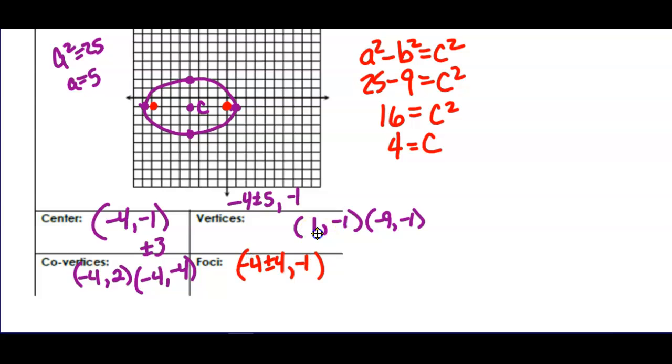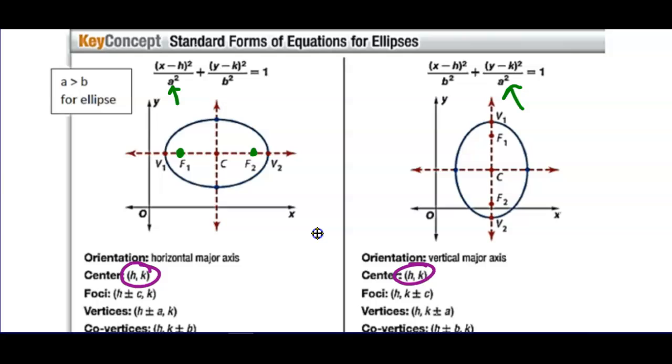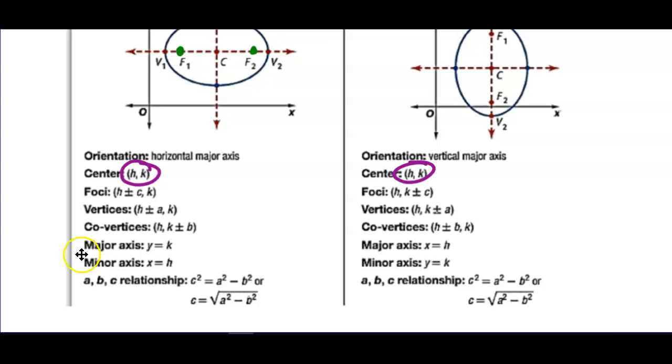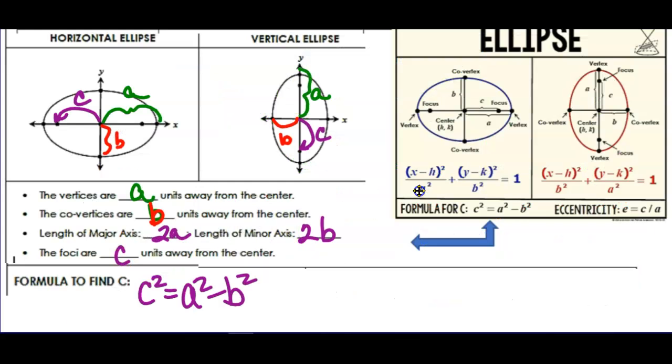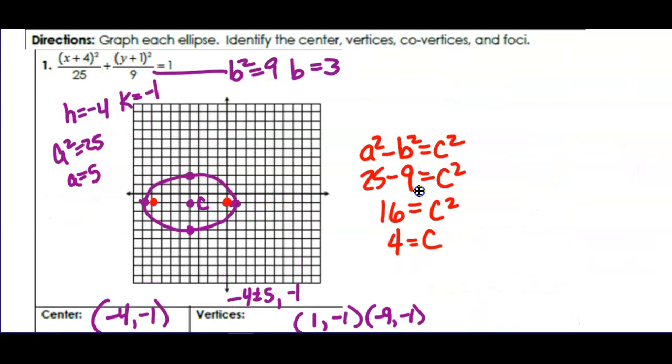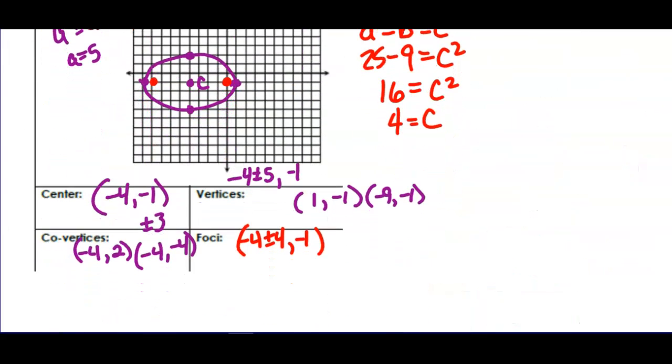What it would say, if you go back to this sheet, it would say when it's longer horizontally here, the foci are at H plus or minus C comma K. When it's longer this way, up and down, then you add the C onto the second or the K value. The little reference sheet will tell you where to put it if you're not just following the concepts here. Is this the one I'm working on? Yeah. So the foci are at -8, -1, and let's see, -4 plus 4 should be 0. All right.